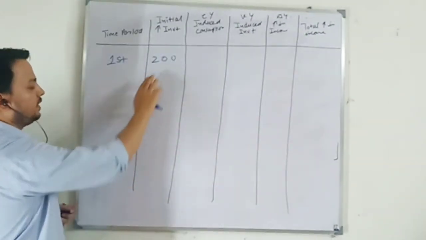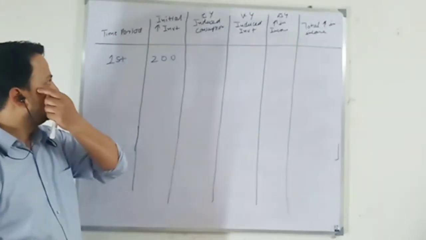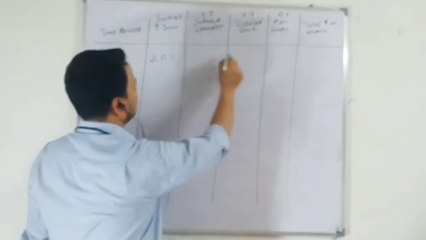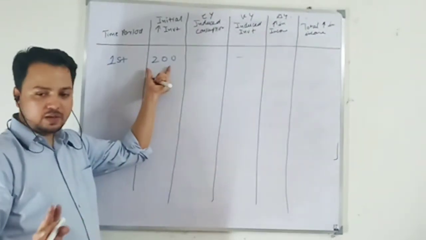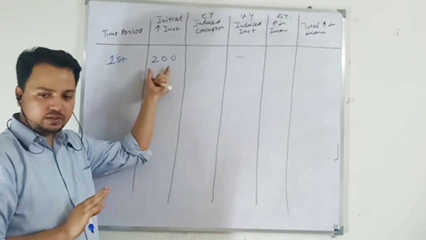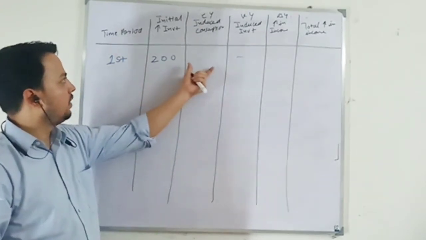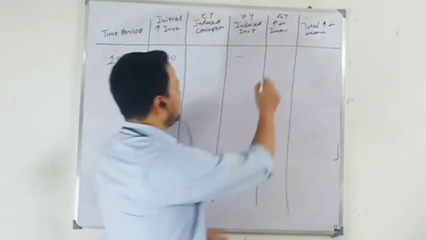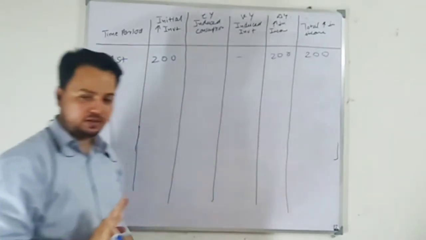So initial increase in investment. Wait, in the second time period it will happen, because in the first time period, just wait, one correction. In the first time period, I am making investment. So first it needs to be produced. That capital good needs to be produced. So there will be no induced consumption or investment. Only income will increase by 200.